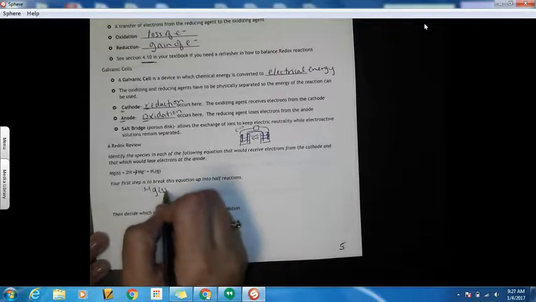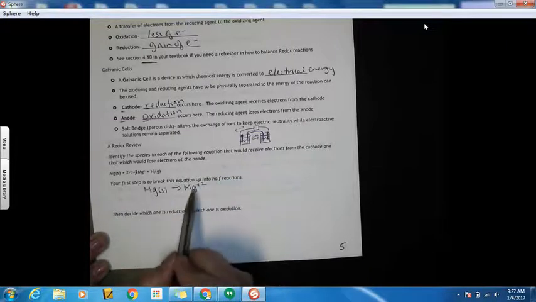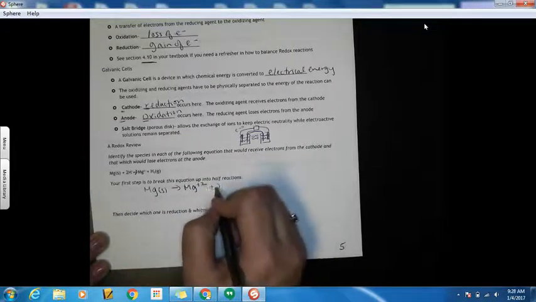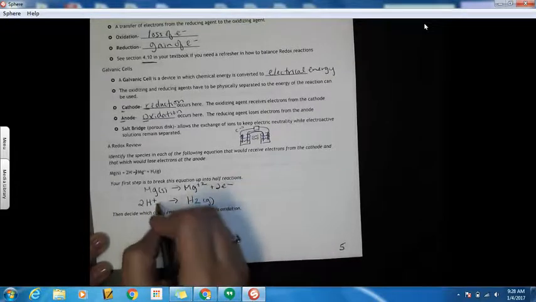Okay, so our first step is to break down the equation into two half reactions. So we have our magnesium going to magnesium plus 2. And remember, we have to be electrically neutral, which means we need 2 electrons over here. And then we have 2 hydrogen ions going to H2 gas. And again, we have to be electrically neutral, so this is going to also need 2 electrons. Of course, in this case, our electrons are equal, and so that's good.